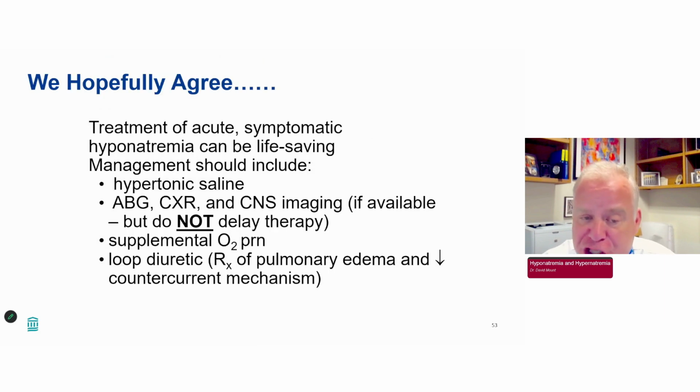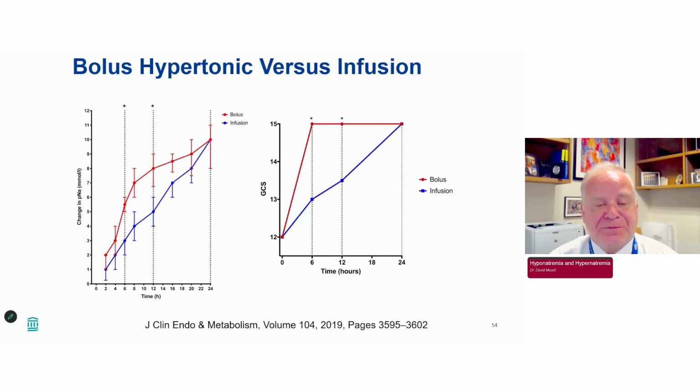So for acute hyponatremia, treatment can be life-saving. These patients need acute hypertonic saline. They need some measure of their oxygenation and their pulmonary edema. You do want to get CNS imaging, but you don't want to delay therapy. They should get supplemental oxygen if necessary. Many patients like this get treated with loop diuretic. It's somebody in the ED, and they want us to give a drug to reduce the pulmonary edema.